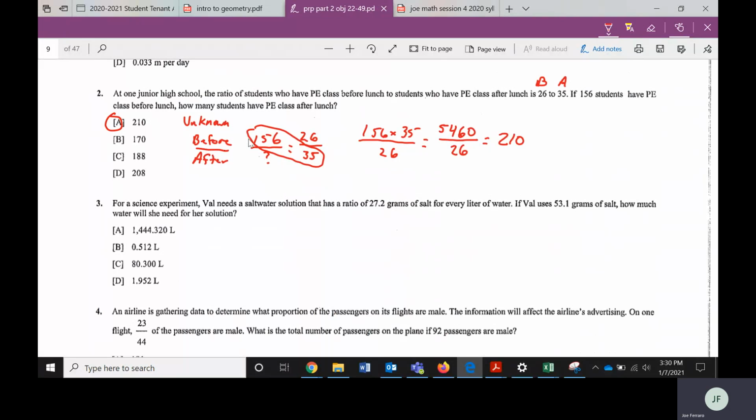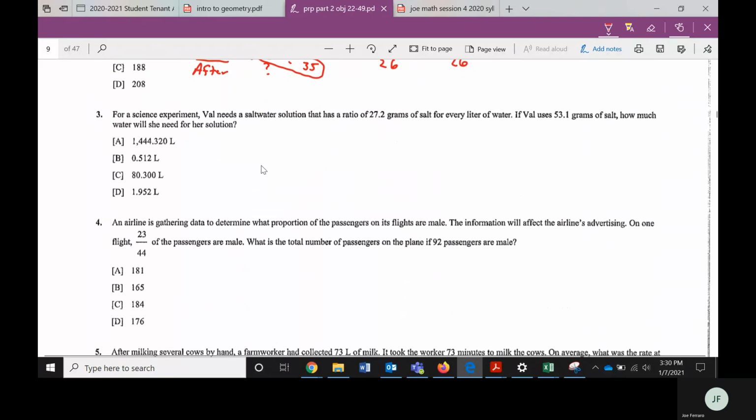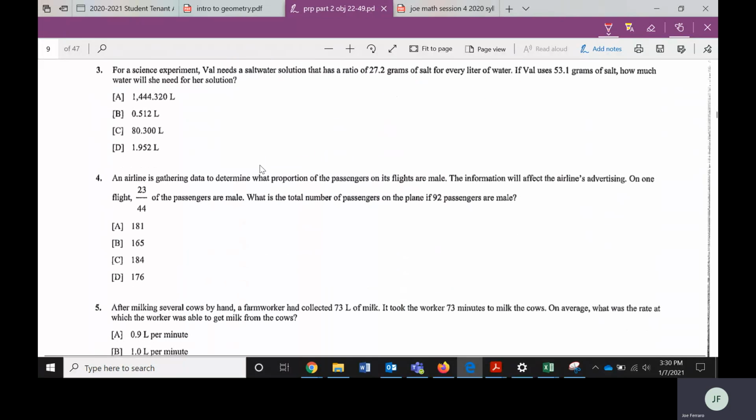All right, let's go to number 3. For a science experiment, Val needs a saltwater solution that is 27.2 grams of salt for every liter of water. So again, what that means is 27.2 grams for every 1 liter of water. If Val uses 53.1 grams of salt, how much water will she need for the solution?